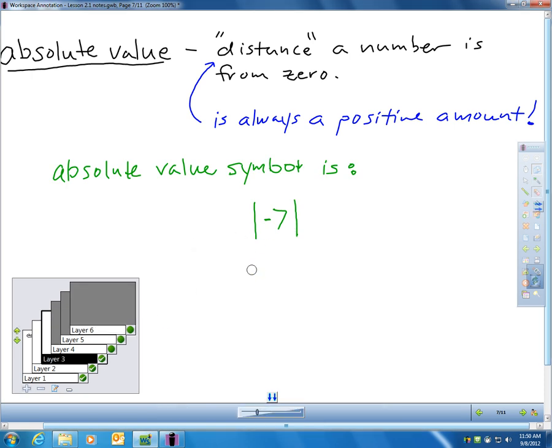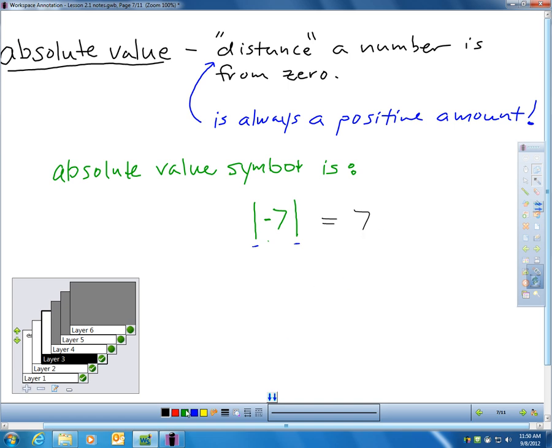It looks like you'll have a number or a variable inside of these. I don't know what these are called. I don't want to say brackets, but these longer lines. These little bars mean absolute value. And when you see that, this is asking you what's the absolute value of negative 7. So I'm asking you, how far is this number away from 0? And the answer should be 7.